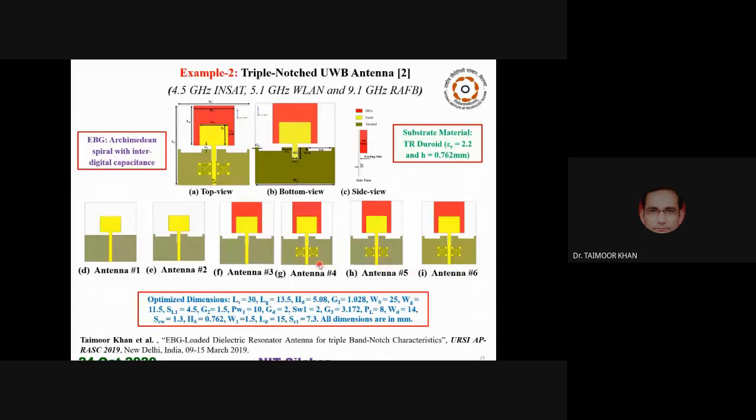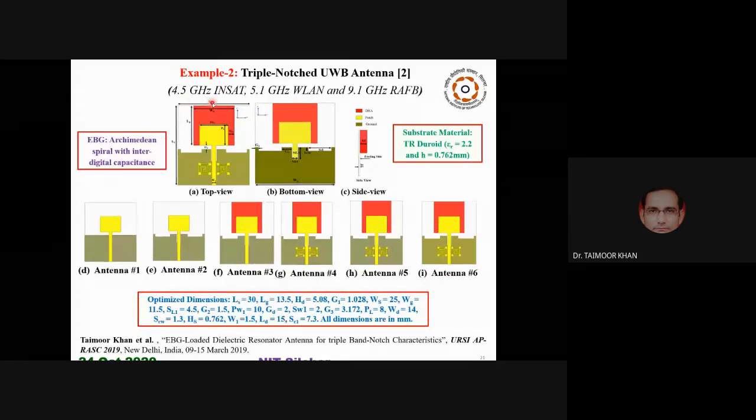If you see, look-wise antennas 4, 5, 6 look the same, but they are not. Here the EBG unit cells are different shapes. I am going to discuss that in the next slide. Here, one kind of EBG unit cell is on the left and right side of this feeding structure. Another kind, EBG2, is on the left and right side. Here EBG1 is on the left side and EBG2 on the right side. This particular combination is giving me this type of rejection.